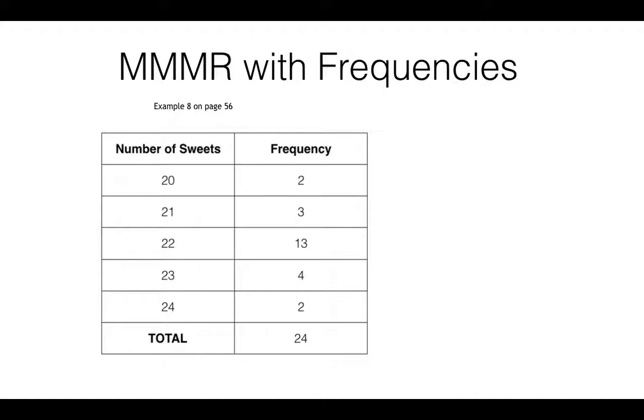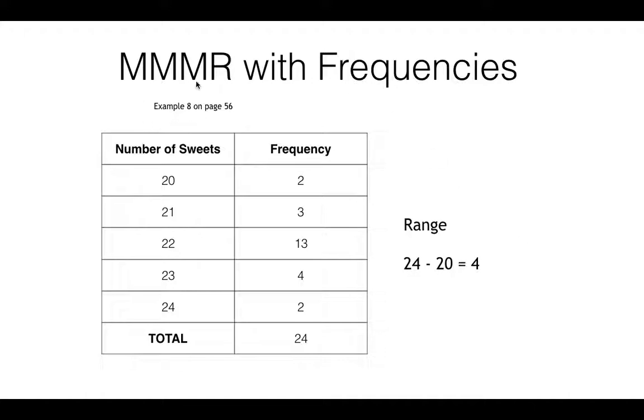And then you have, again, your range. And the range is just the difference between the smallest number of sweets and the largest number of sweets. So 20 to 24, the range is 4. So that one's a nice easy one to calculate.